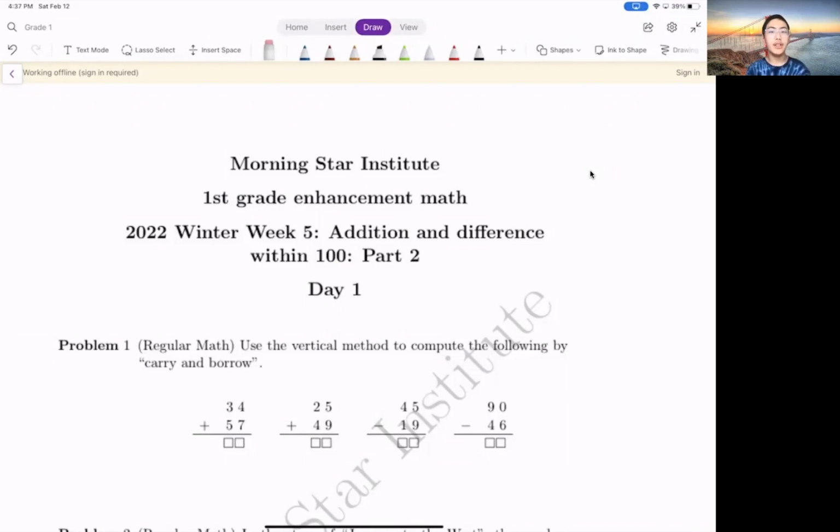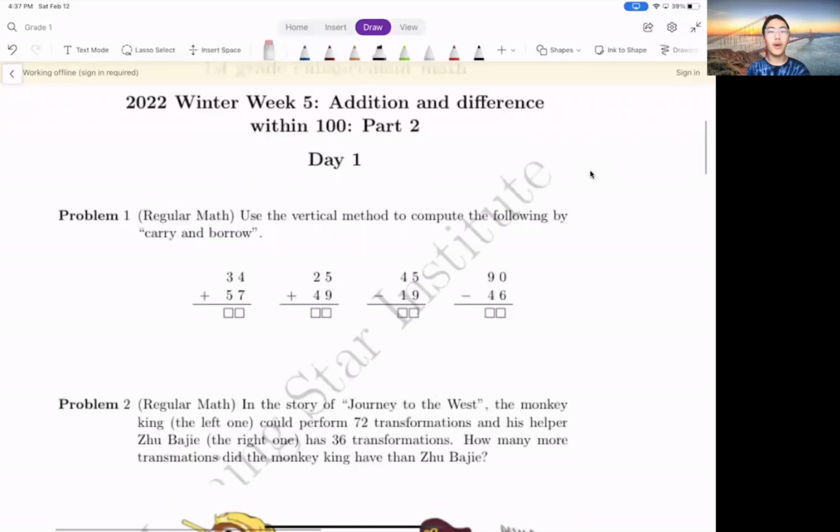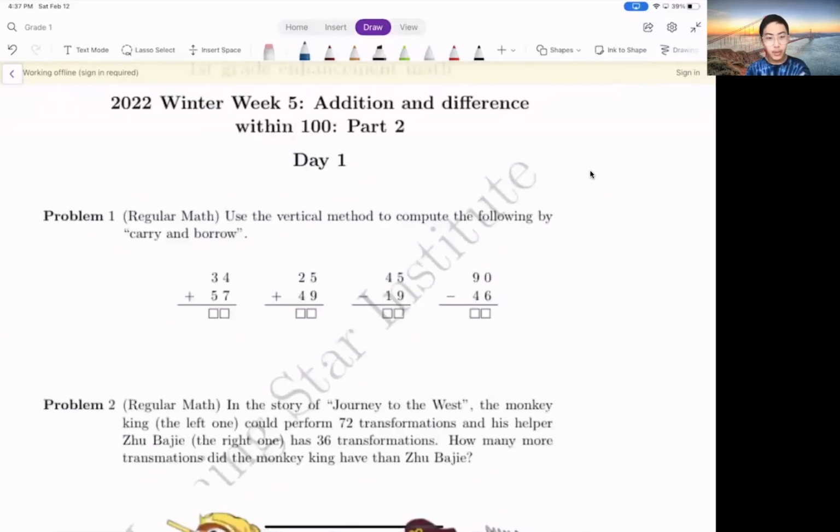Problem 1. Use the vertical method to compute the following by carry and borrow. So let's look at the first equation. We know that 4 plus 7 is equal to 11, but since we can only put one digit here, we put one of the ones here and carry the other one over to here, because we can't put two digits in one box. So therefore, we now compute this and we add a 1 to the following equation.